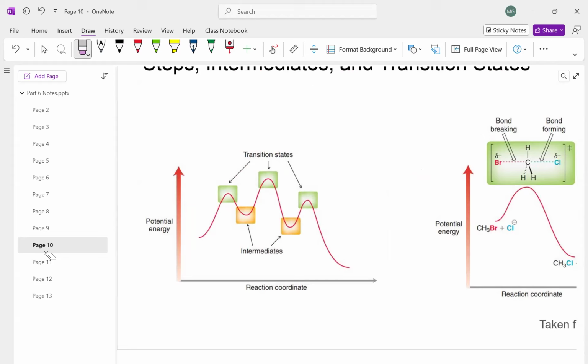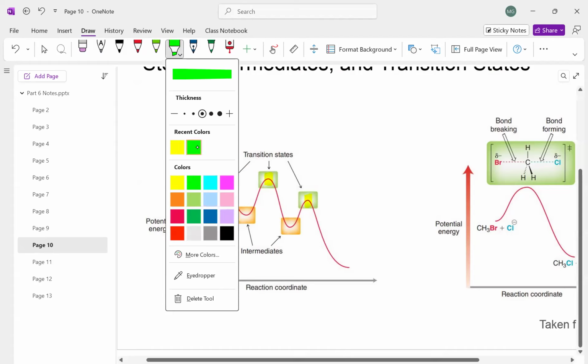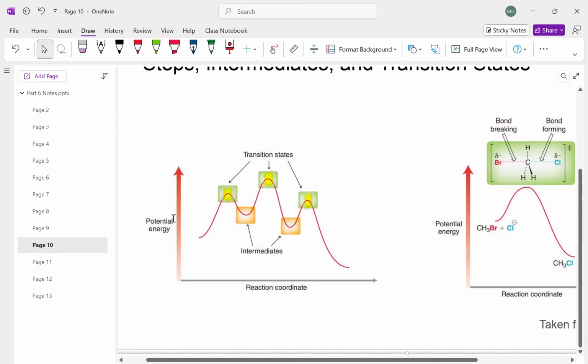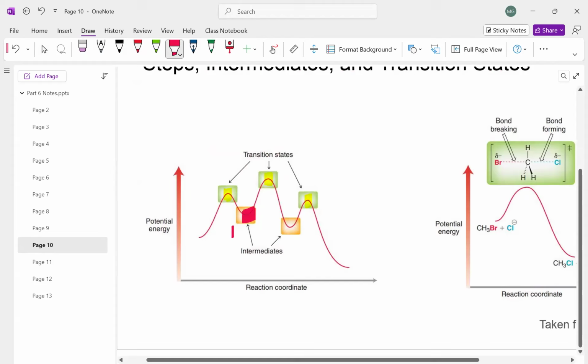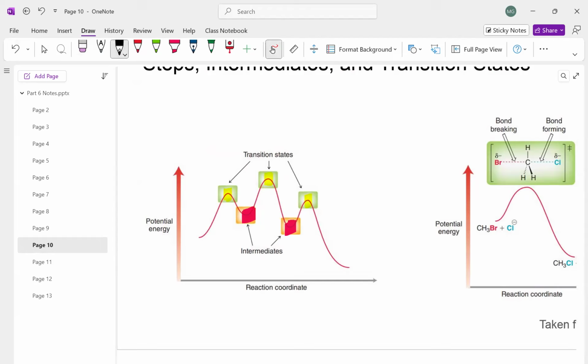And the hills and the valleys, we designate them with special names. We call any local maxima transition states. So these are our transition states here. And any valleys, or what we call local minima, are intermediates. And what we're going to do is look at the difference between them. We do not use those terms interchangeably. I want to highlight that. We don't call transition states intermediates or vice versa, because they have 2 very different definitions.